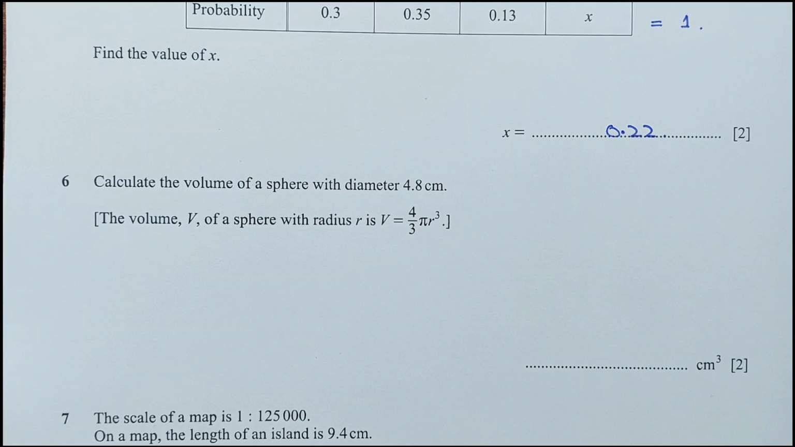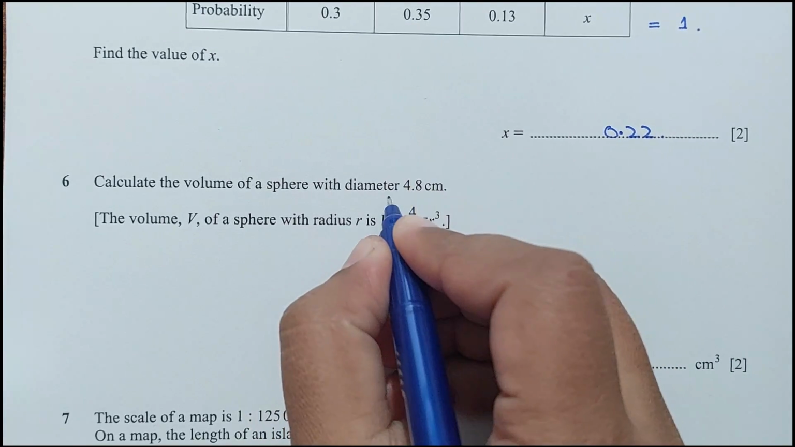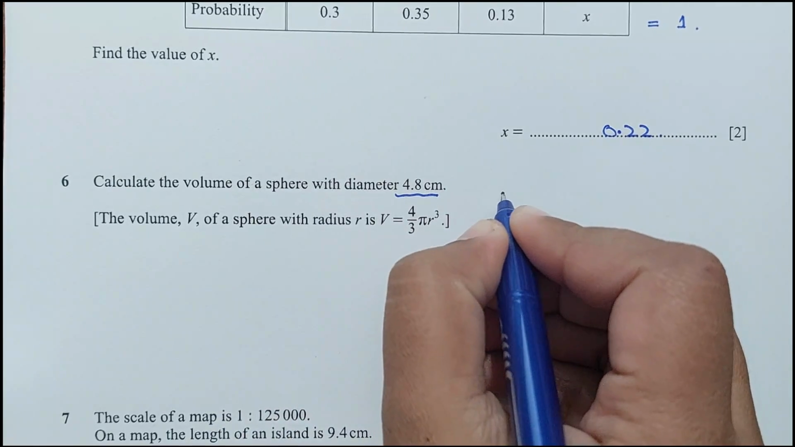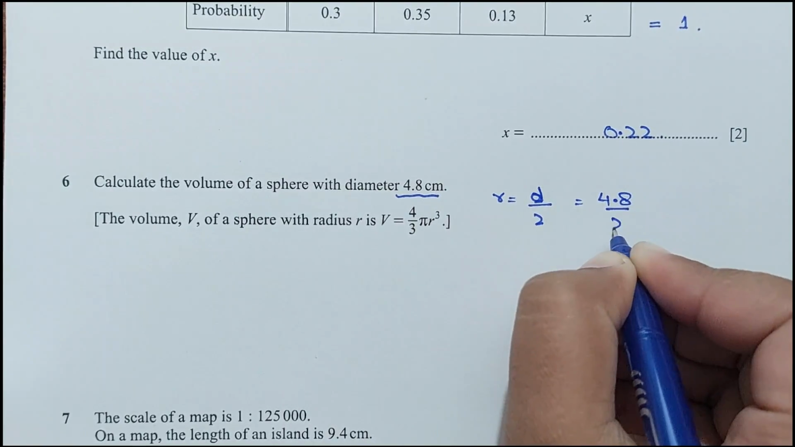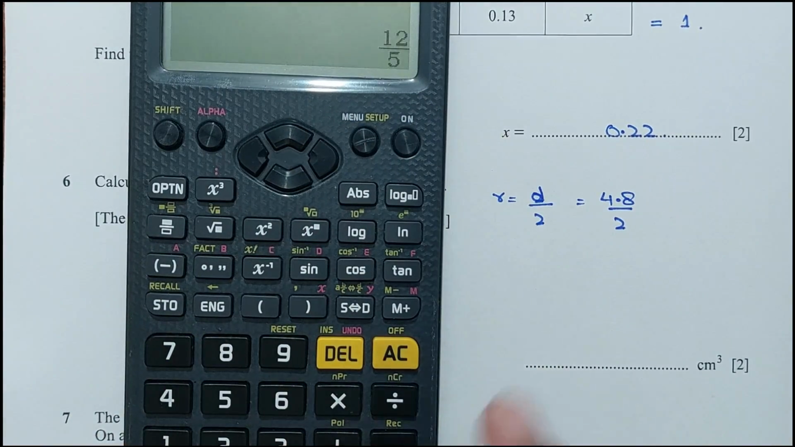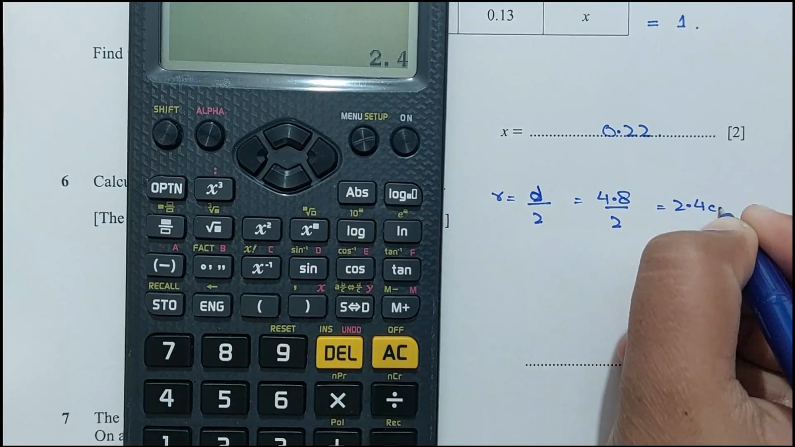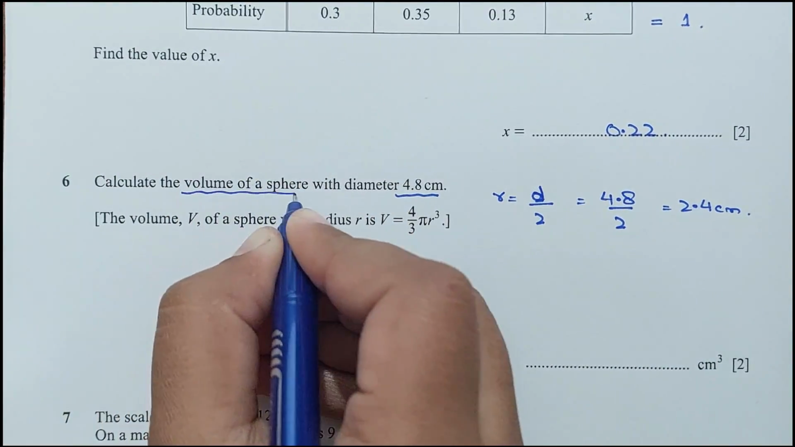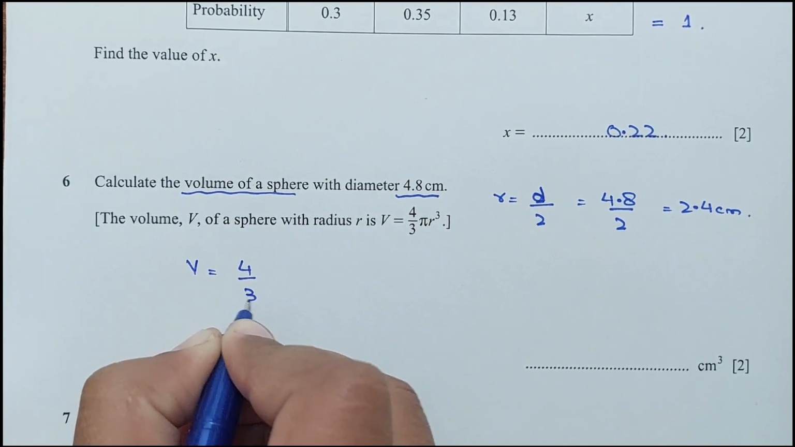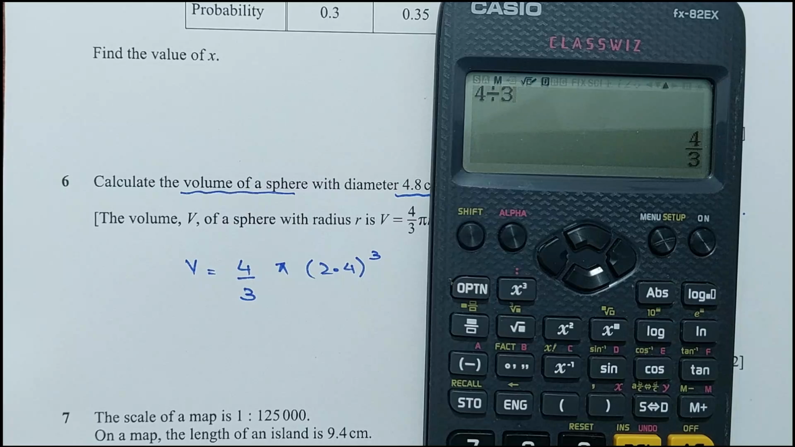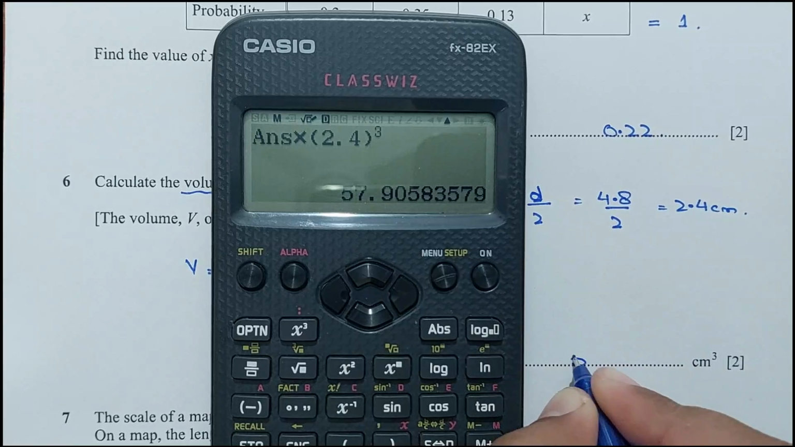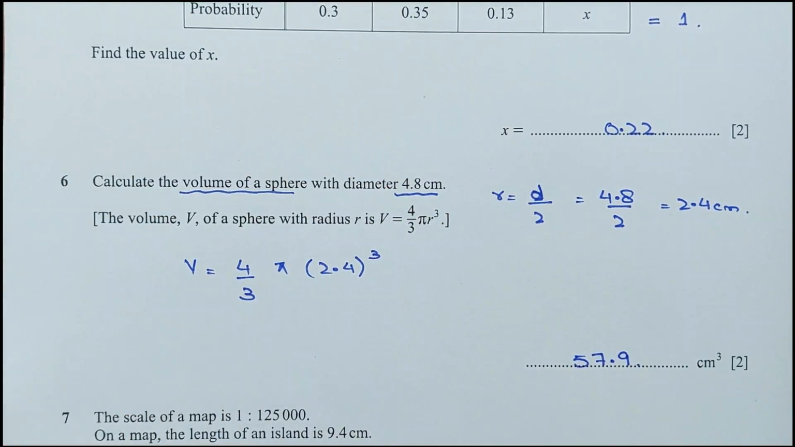Right. Question number 6. Calculate the volume of a sphere with diameter 4.8 centimeters. The diameter of the sphere is given, so we have to find the radius, which is the diameter divided by 2, half of 4.8, which is 2.4 centimeters. The volume of a sphere is 4 by 3 pi times radius cubed. So 4 by 3 times pi times 2.4 cubed. This is 57.9 centimeters cubed.